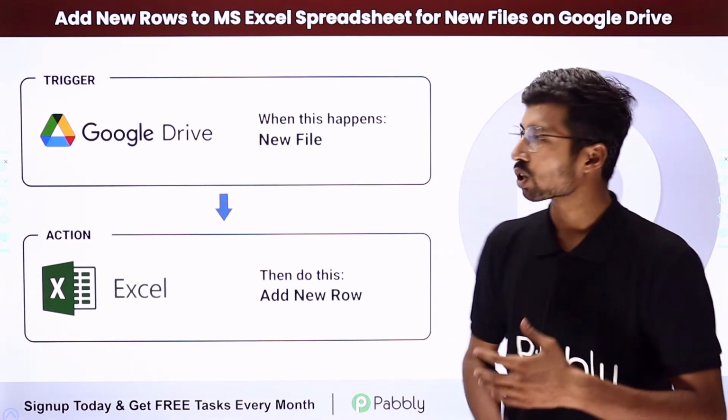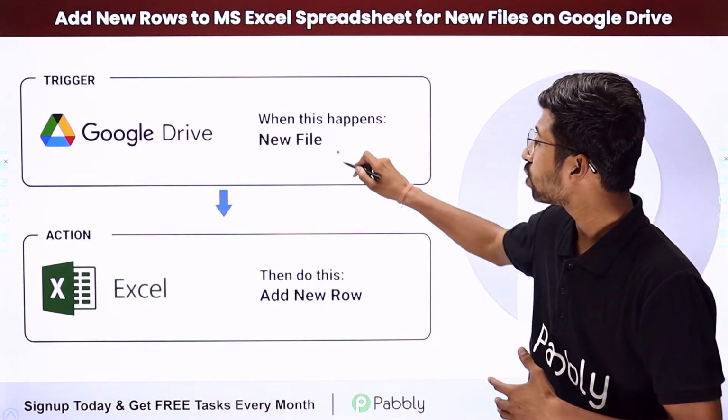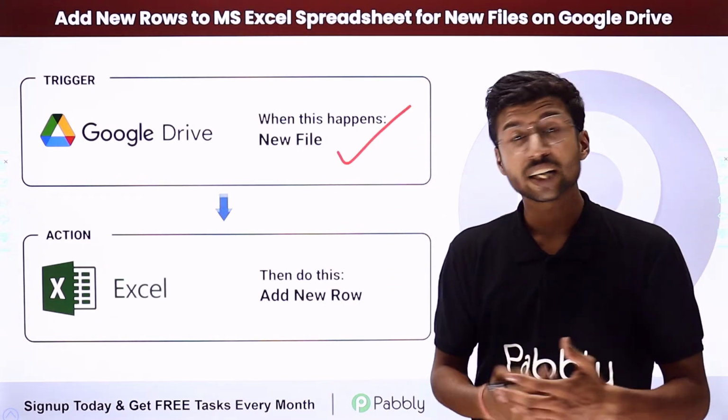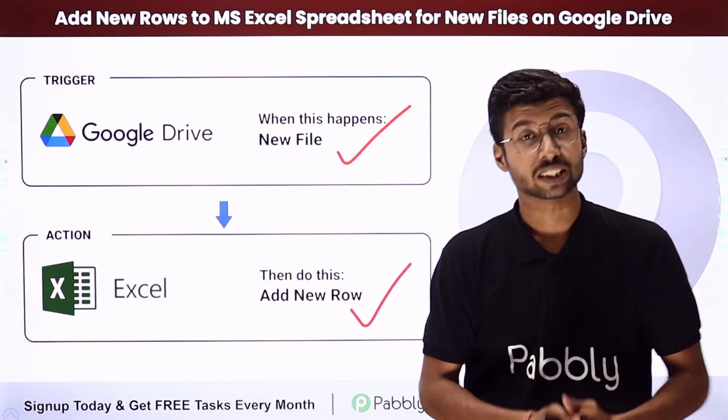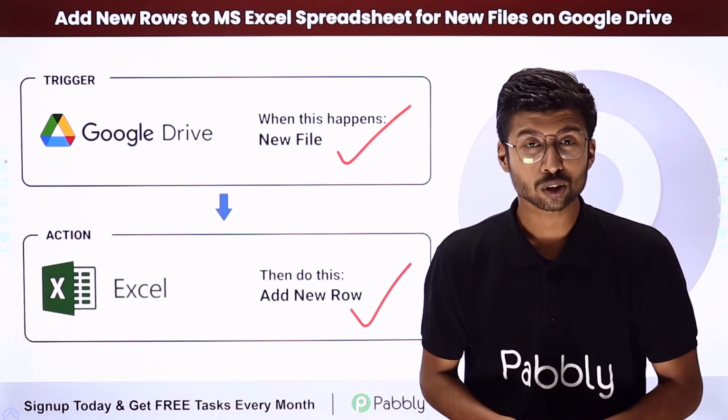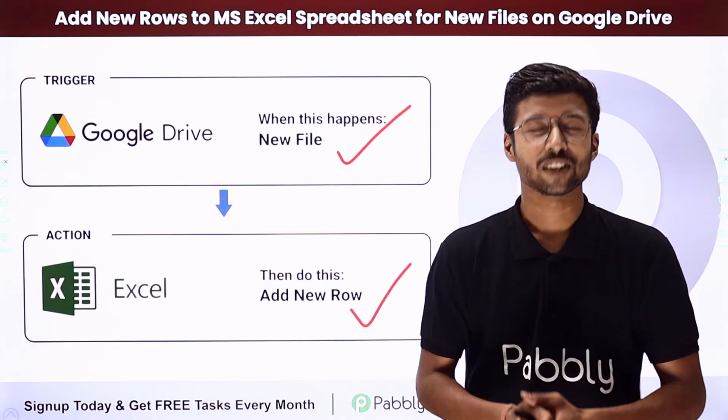Now let me tell you, you can completely automate this process. The trigger of this automation will be the addition of a new file in Google Drive. And the action will be the addition of the details of the newly uploaded file in MS Excel. Now how can you set up this automation? To know this, you have to come with me to my screen.